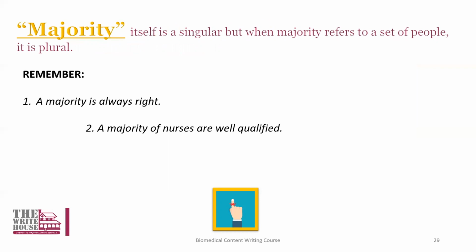But when you say a majority of nurses, then it becomes plural because you are talking about the majority of nurses, many nurses. So we say that the nurses are well qualified. A majority of nurses is well qualified is wrong here. So when you use the word majority as a generic word, you will always use a singular verb. Whereas when you say majority of nurses or majority of doctors, it is considered as a plural form and you use are well qualified.